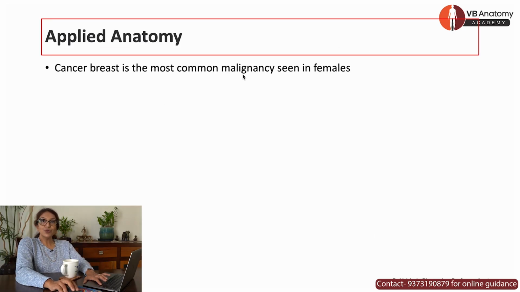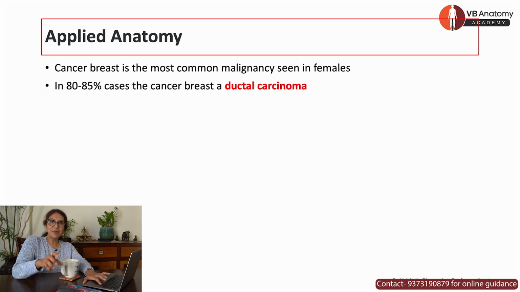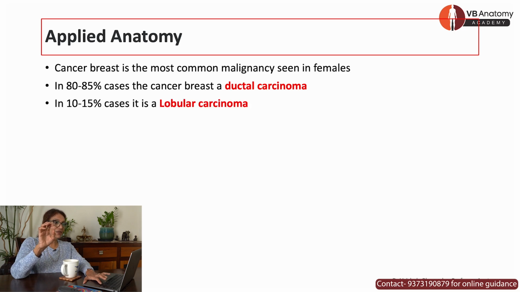Now, out of all this, what should we take forward? We should take forward the fact that cancer breast is one of the most common malignancies seen in females. So you will see that in 85% of these cases, this is a ductal carcinoma. In 15% of the cases, it is a lobular carcinoma. So where is the duct? Where is the lobule? What is normal? We must know to be able to make major decisions that this is abnormal.